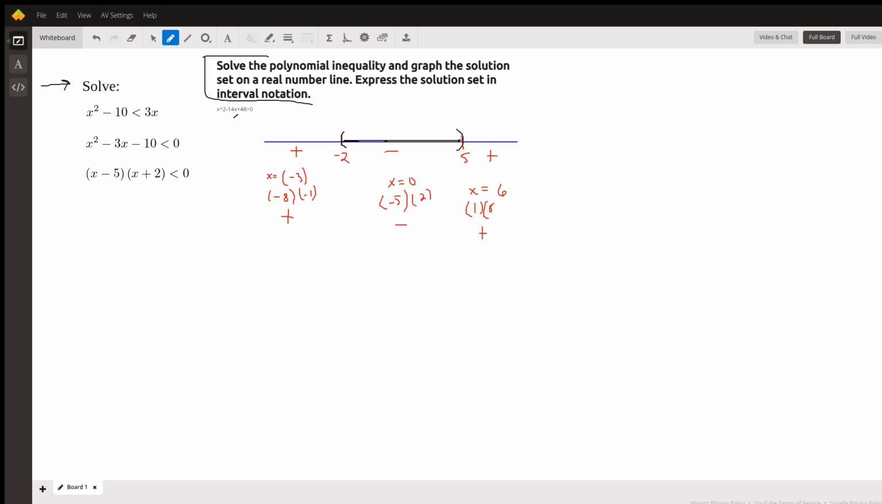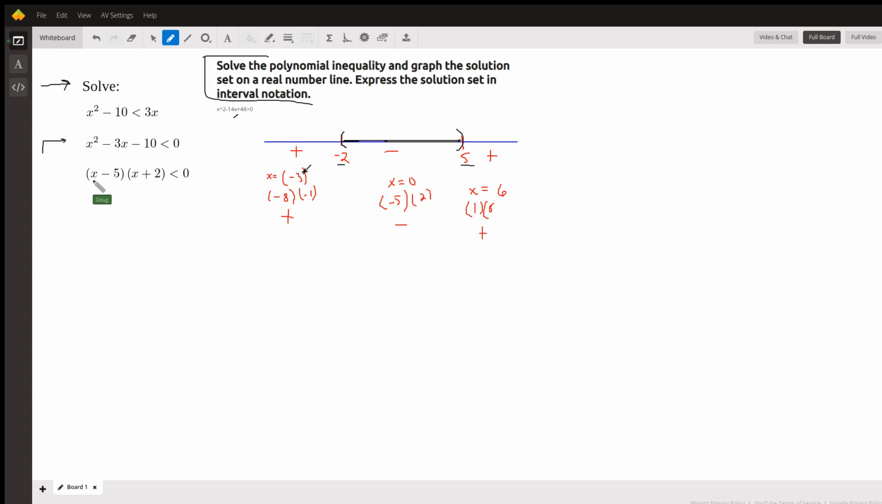In this case, this polynomial factors into x minus 5, the quantity, times the quantity x plus 2, still less than 0. So this expression equals 0 when x is 5 or when x is negative 2. So those are the two numbers that you put on your little number line right here. And then you pick test numbers in each interval and see whether you get a positive number or a negative number.